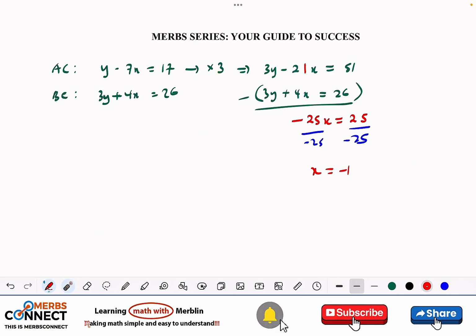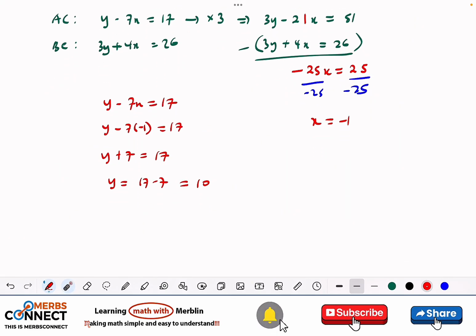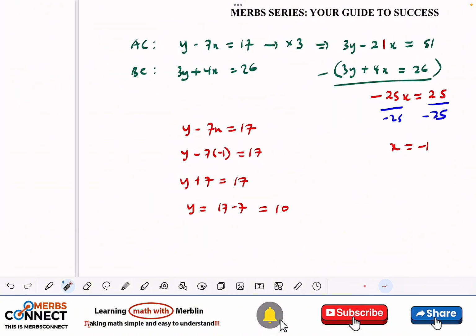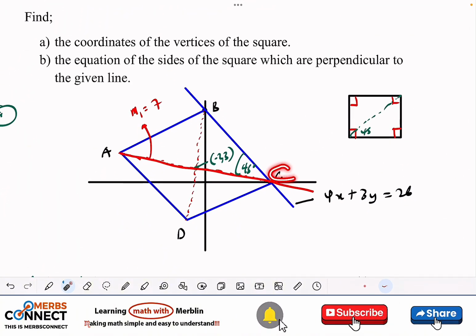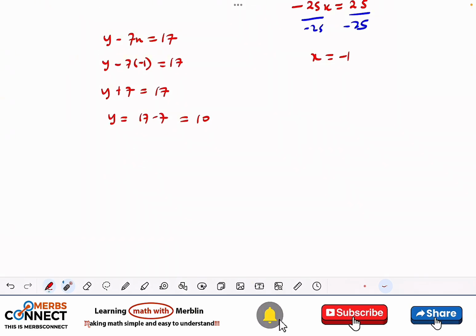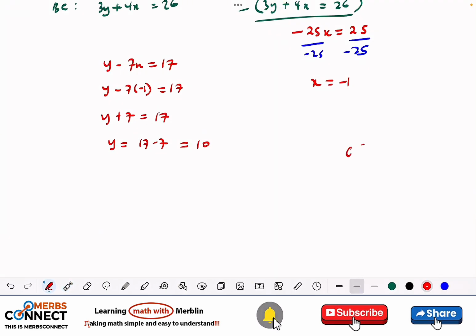1. Okay. Now let's plug in x equals negative 1 inside any of the equations, right? So if I'm picking y minus 7x is equal to 17, then I'm going to have y minus 7 times minus 1 is equal to 17, y plus 7 is equal to 17, y is equal to 17 minus 7, and this is going to give us 10. So remember, AC and BC will have a coordinate at C, right? So the first coordinate that we are getting here is C is minus 1 and 10.